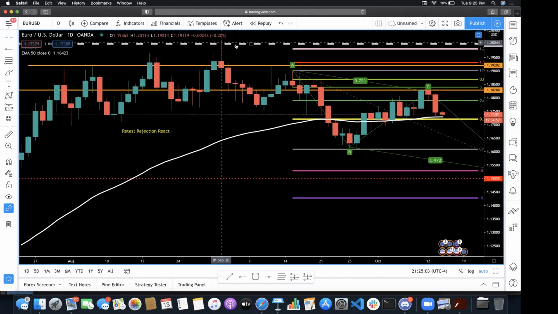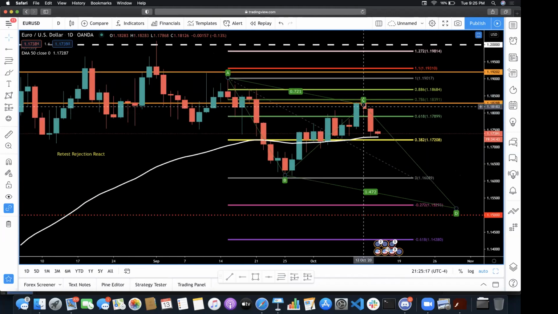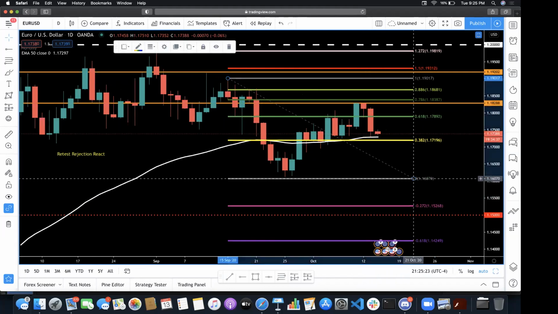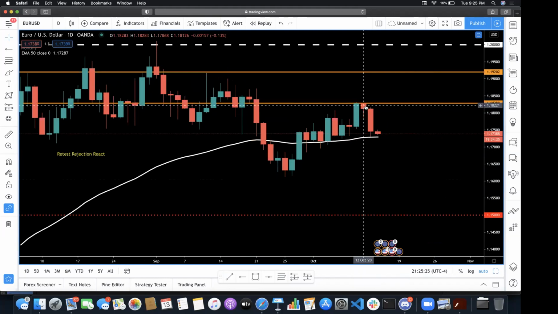I see this rejection off a hard key level up here. Not only that, I see this is a double top right here. This is a lower high than this. This is a lower high than this. Not only that, I'm looking at rejection off of a daily structure level with this orange line with a hammer, right? That's a hammer right here.